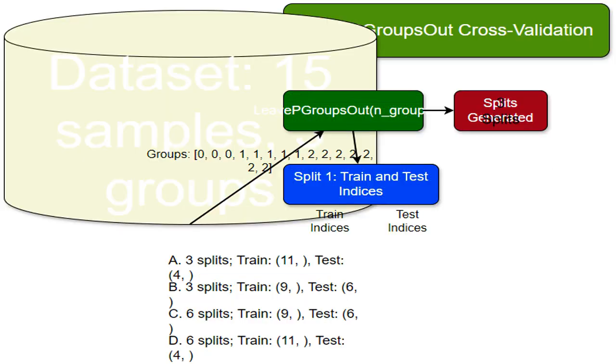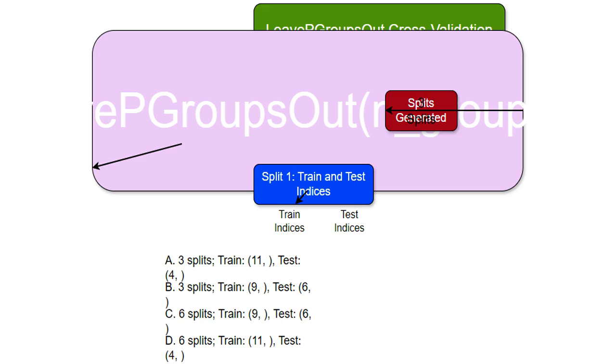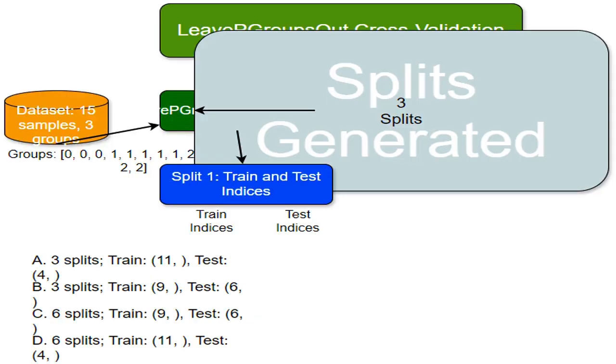I have a dataset with 15 samples, neatly divided into 3 groups. This is important because my cross-validation method will consider these groups. I'm using Sklearn's LeavePGroupsOut function. The n_groups equals 2 part tells LeavePGroupsOut to leave out 2 groups during each test. This means in each split, 2 entire groups go to the test set and the rest go to the training set. I need to figure out how many different ways I can split my data following the rules of LeavePGroupsOut with n_groups equals 2.